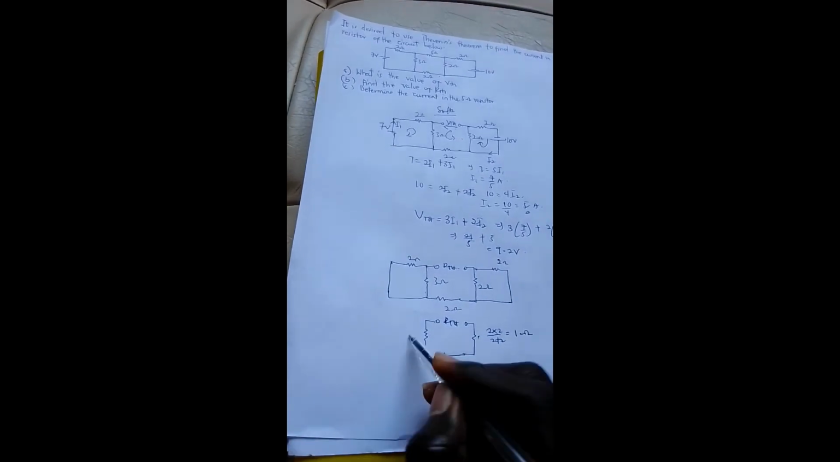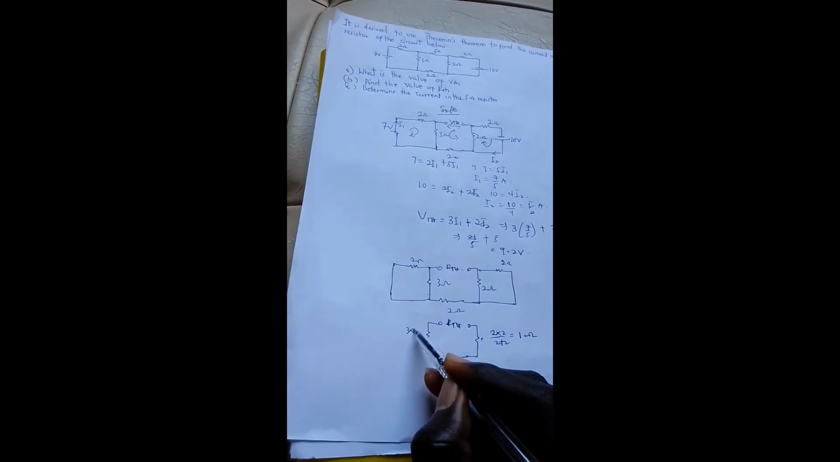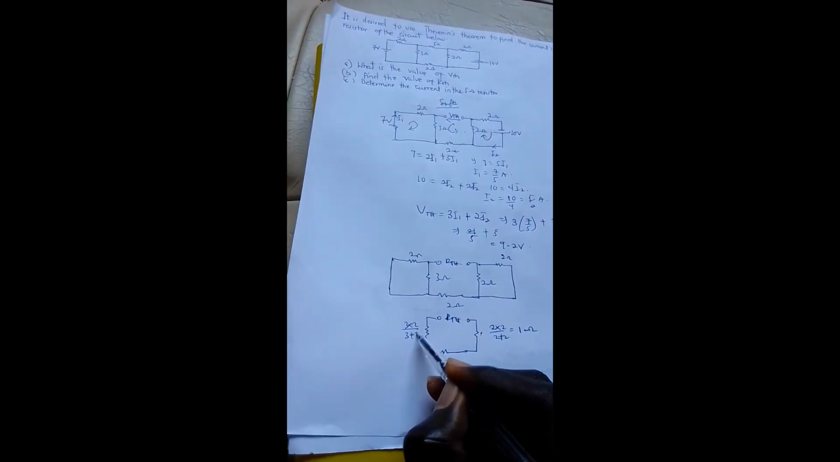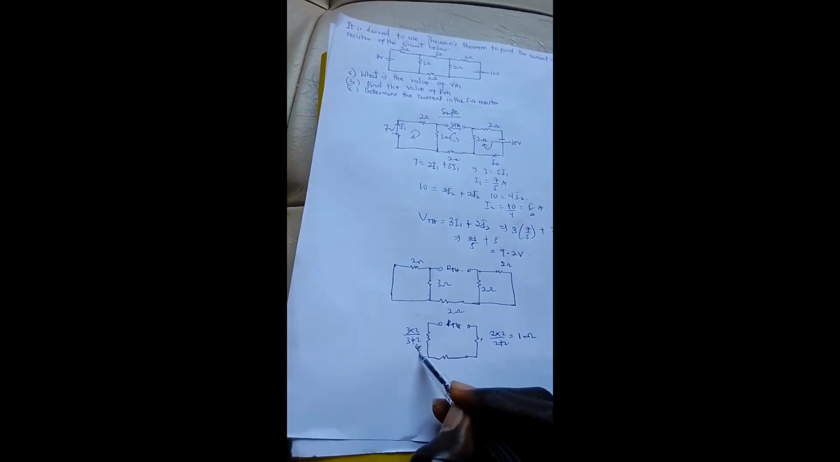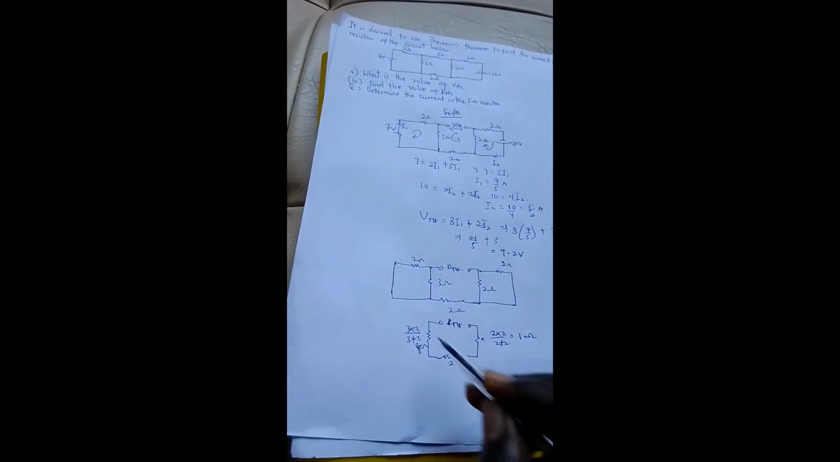So to get the effective resistance here: 2 times 2 over 2 plus 2, and this will give me 4 over 4, and that will give me 1. So this place is 1 ohm, and here 2 in parallel with 3 gives me 3 times 2 over 3 plus 2, that is 6 over 5 ohms, and here is 2 ohms. So now these are in series.